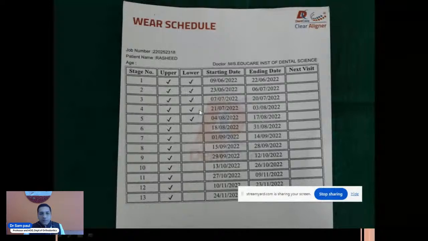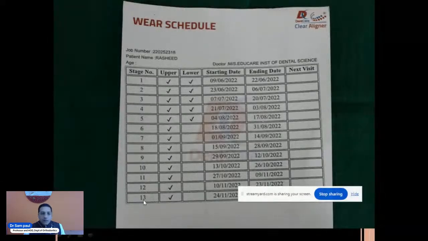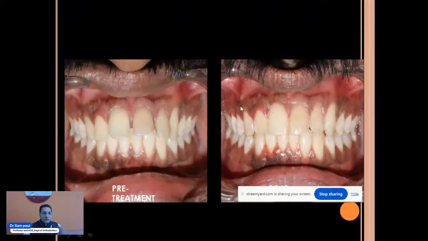In this, the patient is supposed to tick off whichever tray he has completed. By the time the patient reaches his 13th tray, he might achieve whatever we have planned for this treatment. This is his pre and post treatment result.